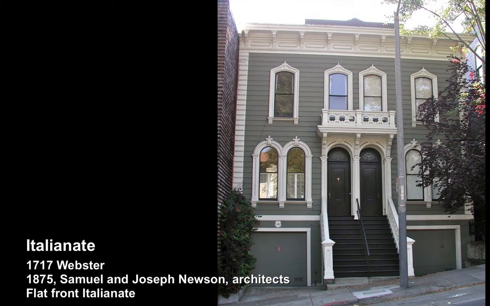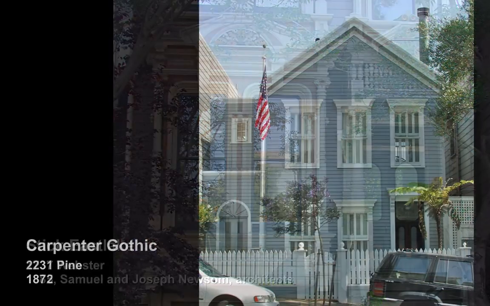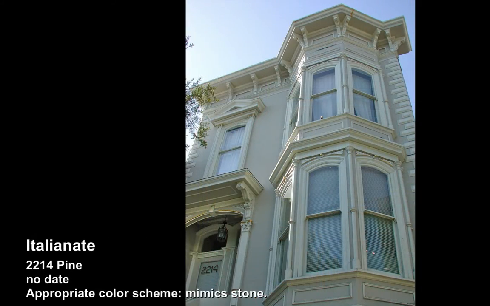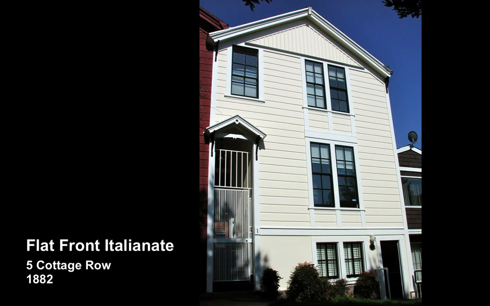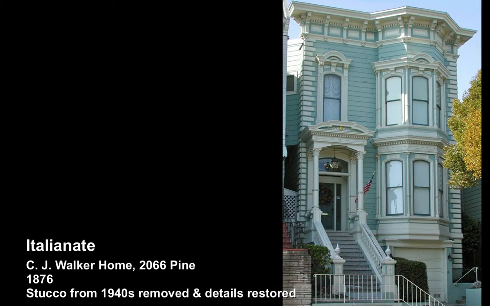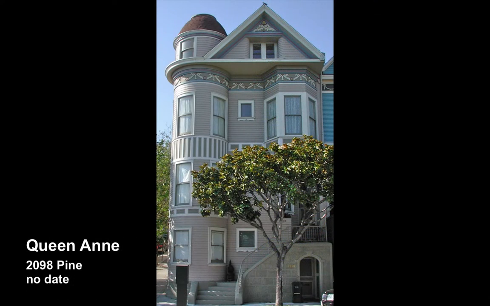The Newsom brothers were great developers. You can argue with their aesthetic choices when it gets into stick Eastlake, but they were prolific. Gothic revival and Italianate are very well represented here. Now, we have many different styles of Italianate. Some are bulky, trying to truly represent wood, and others are more plainer in both senses of the term. We have some that are completely stripped down, some that are amalgamations of everything.